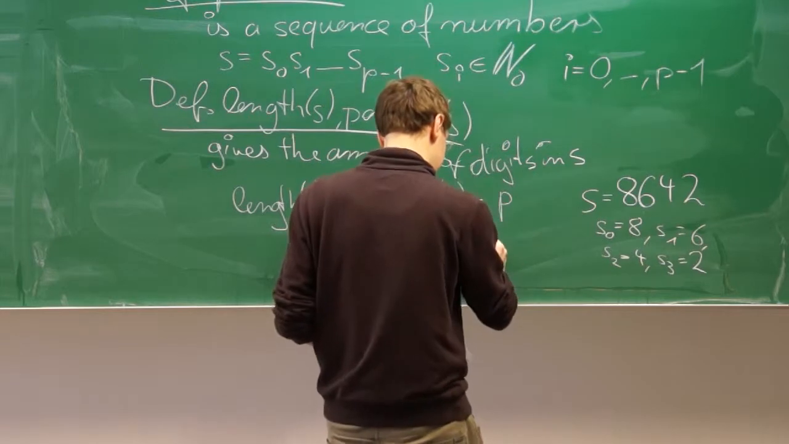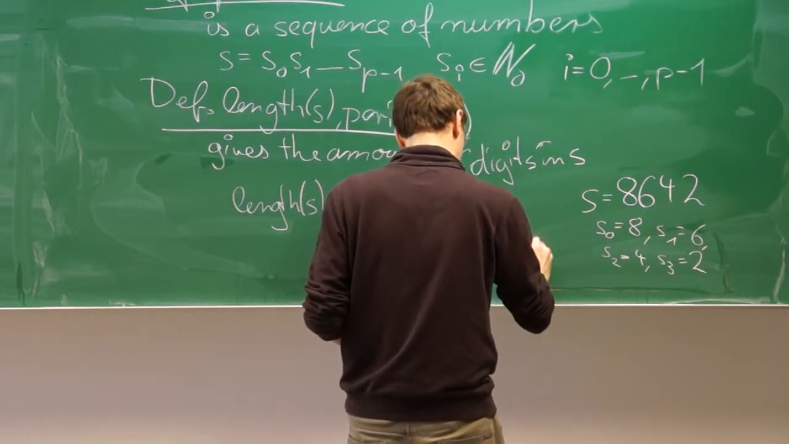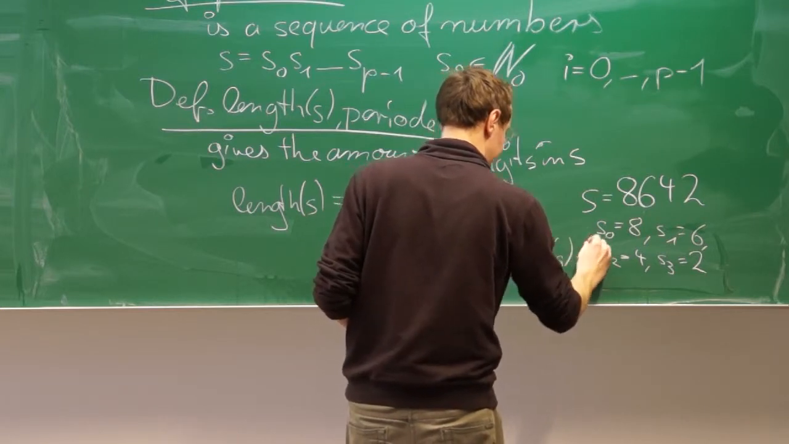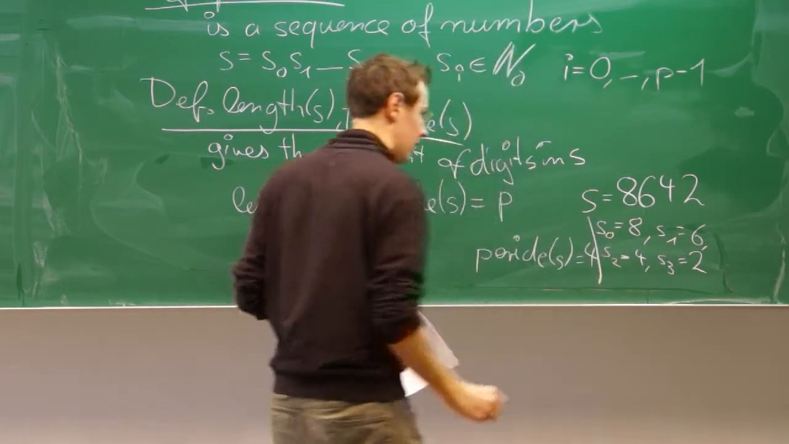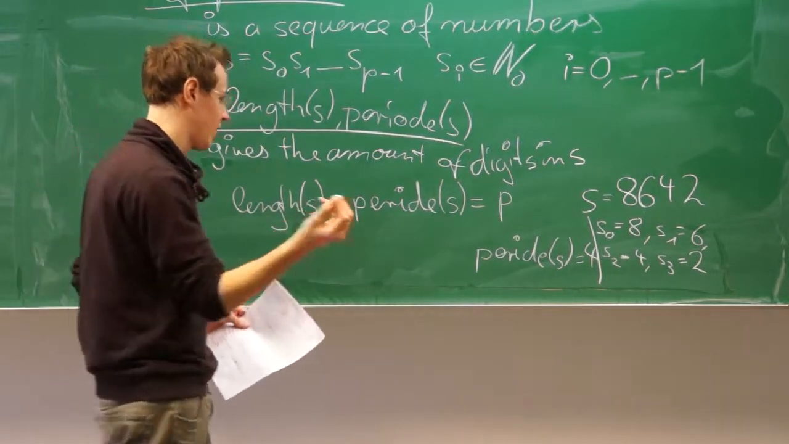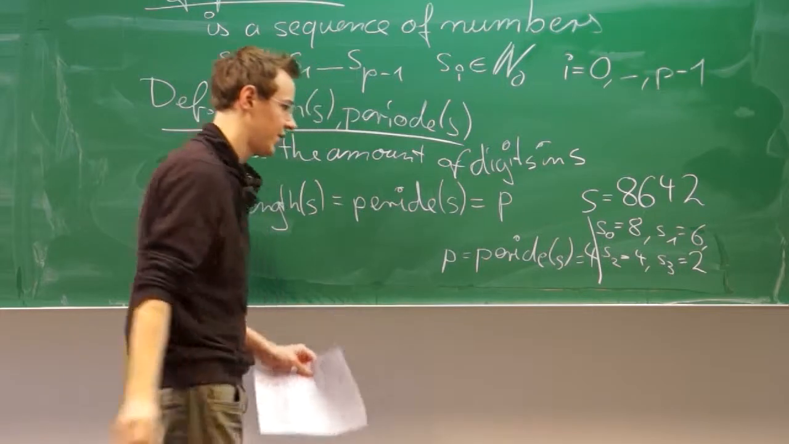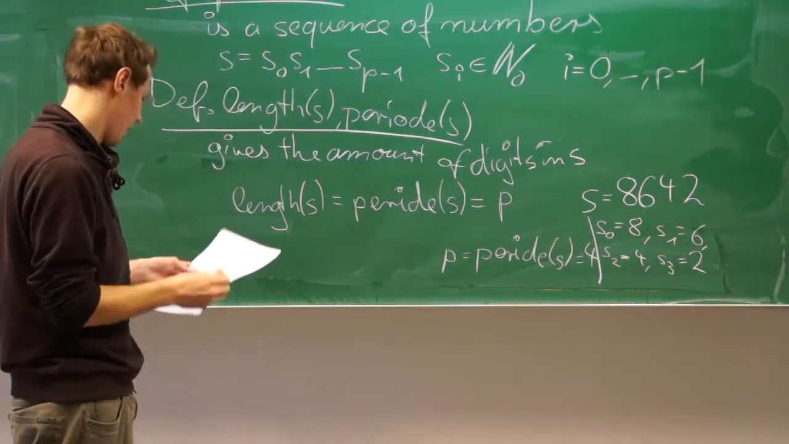So I will say my period from S is 4. Okay. I also can call it length. Sometimes I just call it P for short. Alright.